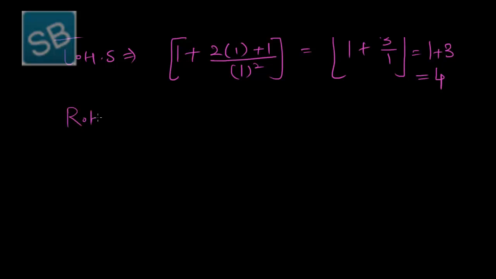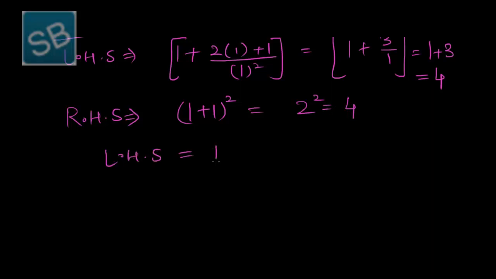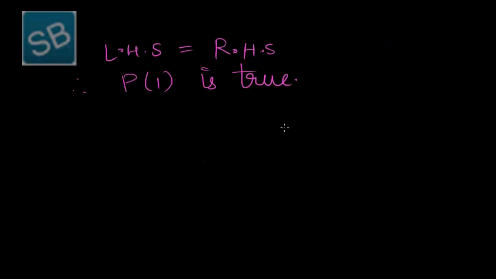And in the right hand side, we get (1+1)² is equal to 2² is equal to 4. So from above it is clear that the left hand side is equal to the right hand side. Therefore, the result is true for n equal to 1. Therefore, P(1) is true. Now we will proceed further after proving P(1) is true. That is step 2.